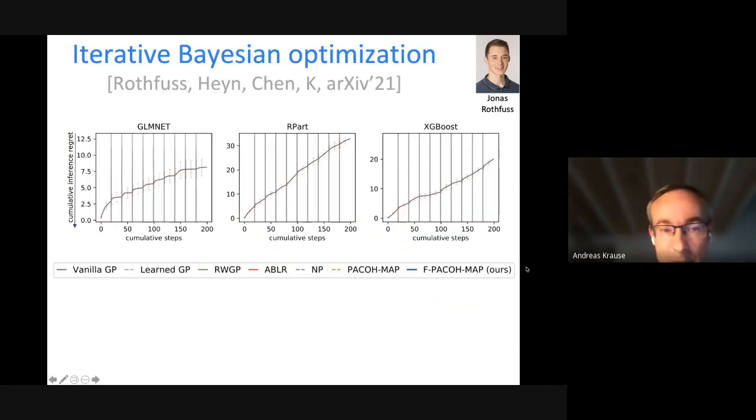Okay, and so in these results here, basically we plot the inference regret, so effectively the best solution found after carrying out about 20 experiments on each of these different data sets.